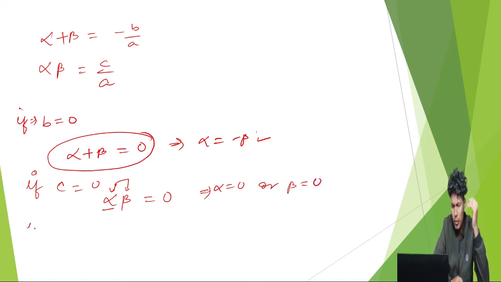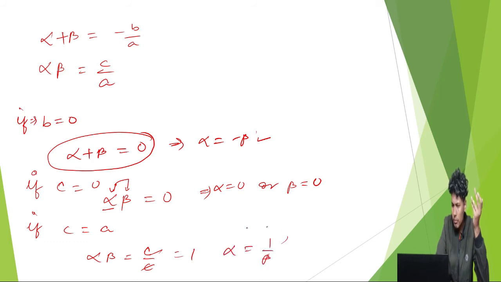And if c is equal to a, what will be the value of alpha beta? If c is equal to a, then alpha beta is equal to c by c. Both are equal, so it is 1. So alpha is equal to 1 by beta. Simple. Alpha is equal to 1 by beta. So reciprocal of each other. I don't think it is complicated.